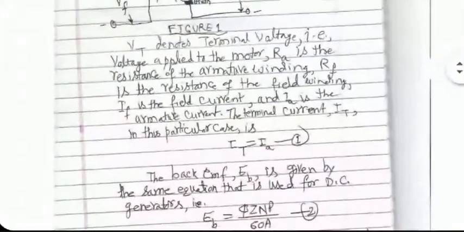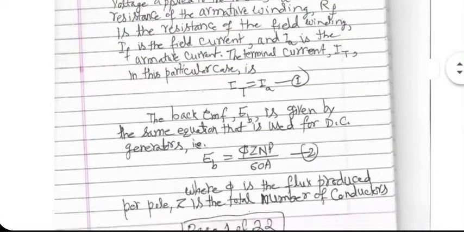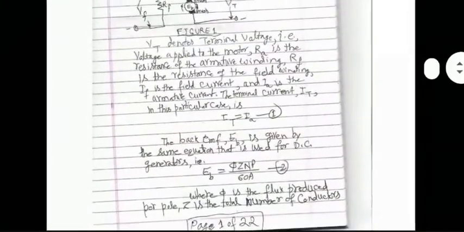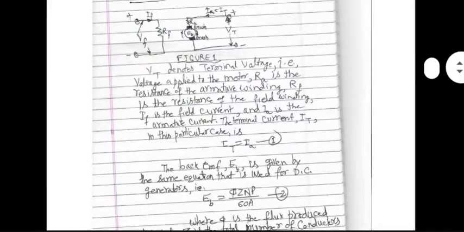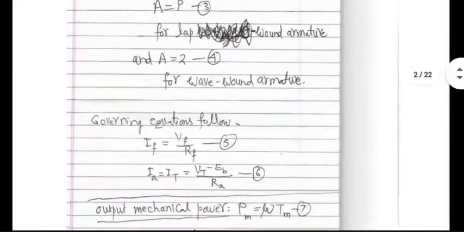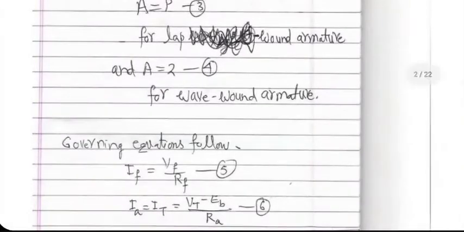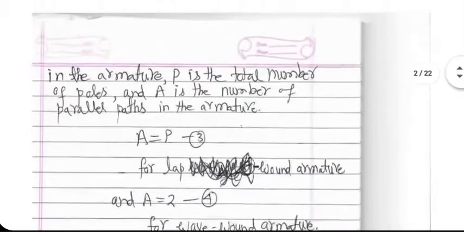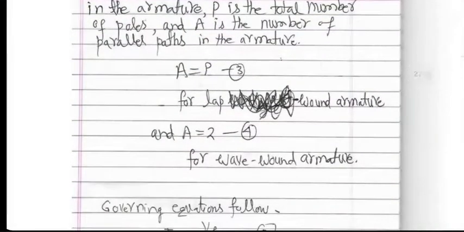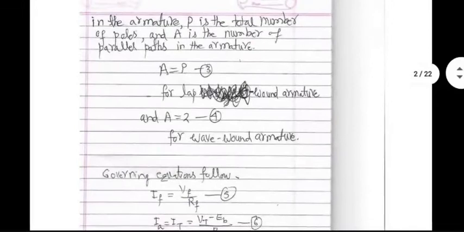the back EMF formula is the same that we saw for generators, for DC generators. Okay, phi ZNP divided by 60A. And it is obvious that IT is VT minus EB divided by RA, in this case at least. And IF is VF divided by RF. And the rest of the things are well known to you from our discussion on generators, meaning of phi, Z, N, P, A, etc. Okay, it's all repeated in this document for the sake of convenience.